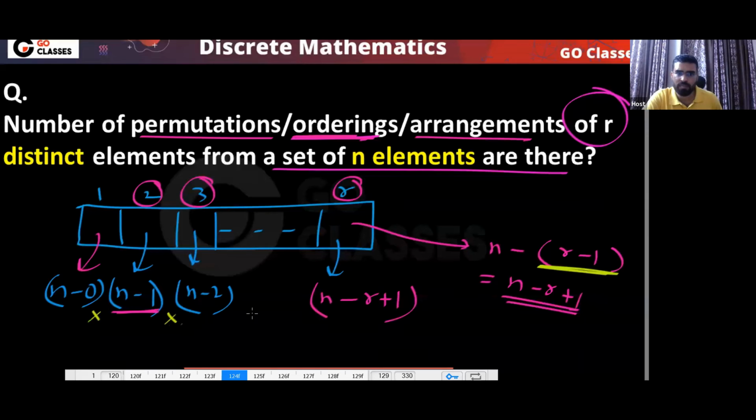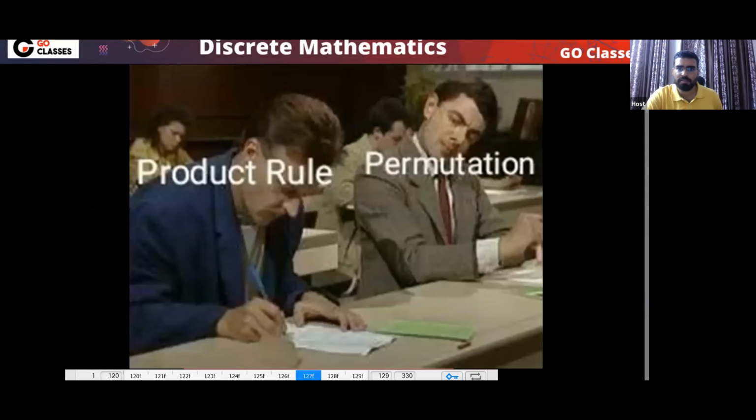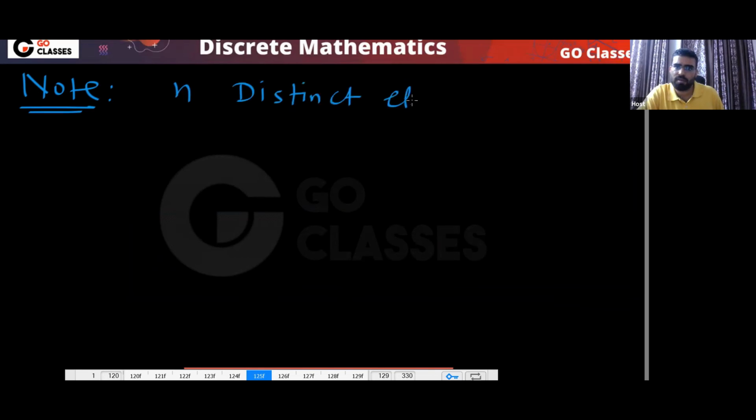Now, just multiply them. So what is your answer? Can anyone tell me? What is this value, from n to n minus r plus 1? That is your nPr. So this is not a coincidence. This is the proof that if you have n distinct elements, from these n distinct elements you want to permute.